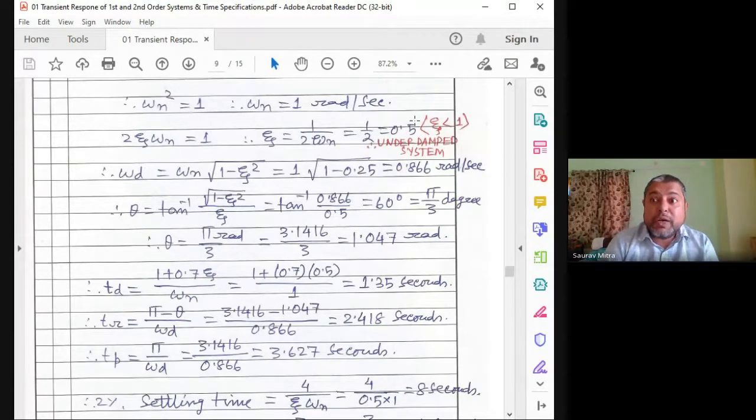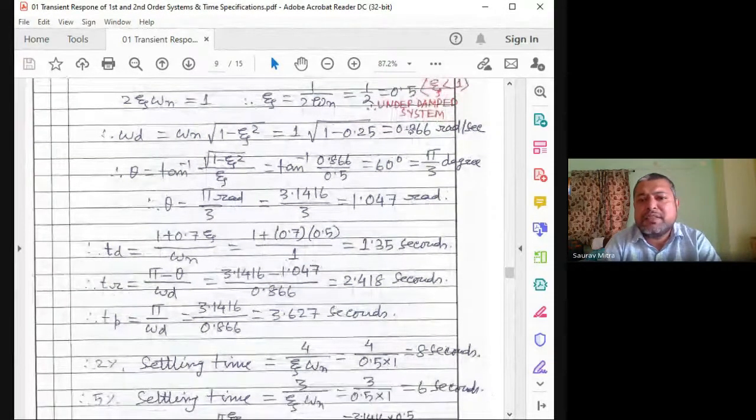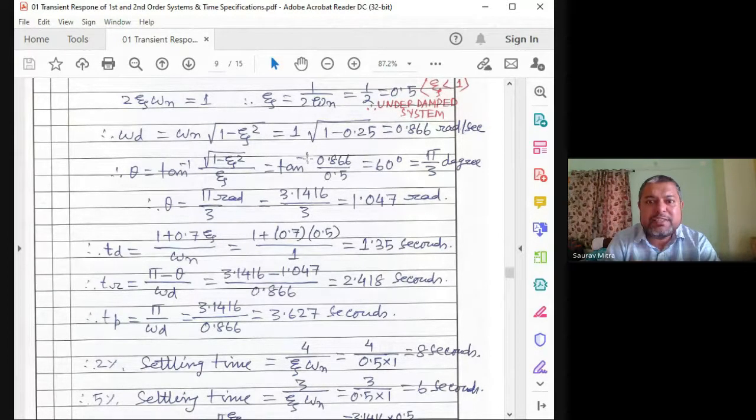Had you found zeta is 1.5, all these formulas are of no use, because an overdamped system does not have any of these time parameters. These time parameters, percentage MP and all, appear only if zeta is less than 1 and greater than 0. So generally we ask underdamped systems only, because we want you to find out all these parameters. So zeta is equal to 1 by 2, 0.5, and as soon as you find zeta is 0.5, you have to tell that the system is underdamped. All these formulas are applicable when it is an underdamped system.